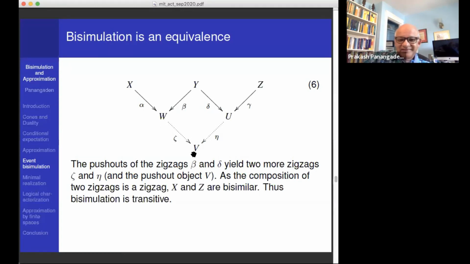sixth object, V. And furthermore, because these were zigzags, zeta and eta will also be zigzags, and the composite of zigzags is also a zigzag. So now I have a cospan linking X and Z, and that tells me that they are also bisimilar. In short, bisimulation is a transitive relation.